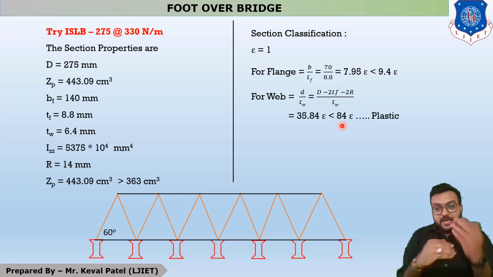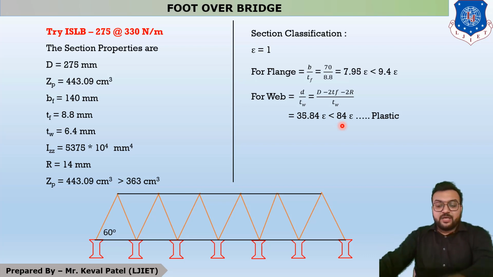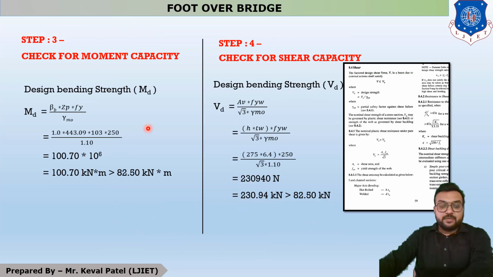Okay, so this is the end of our step number 2, which is the section classification. Now we have to check that our selected section takes the maximum moment and maximum shear force. So we are moving further to our step number 3, which is check for moment capacity, and this equation is given on page number 53. So all the students move to page number 53, in which the equation is Md is equal to beta b Zp into Fy by gamma m0.